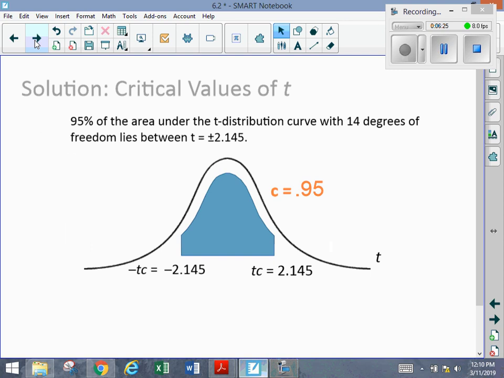There's just a picture of what we found. This picture is not a necessary element.